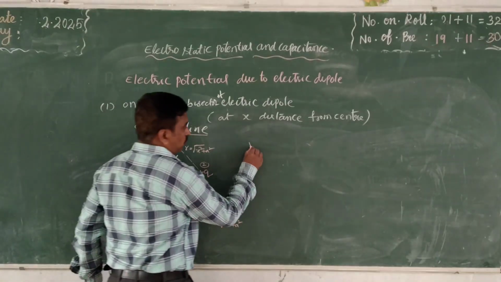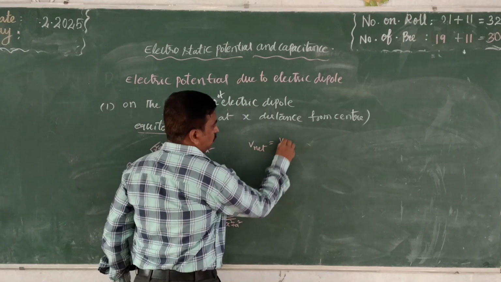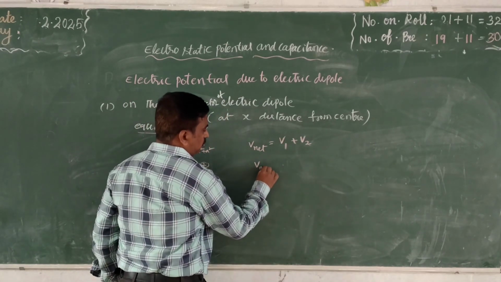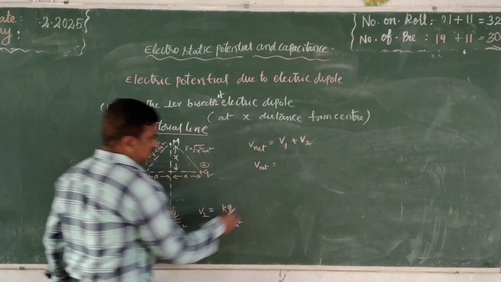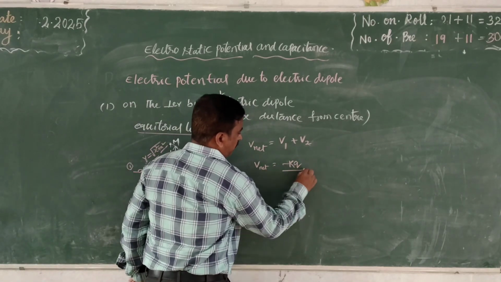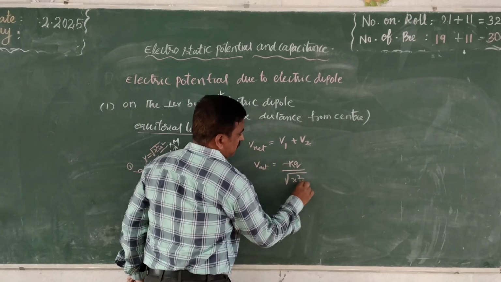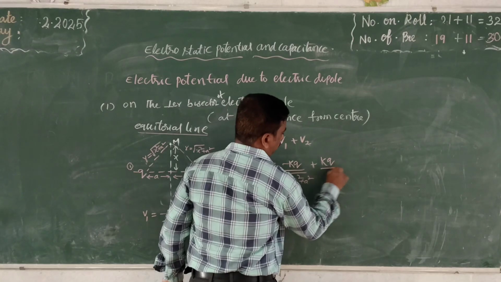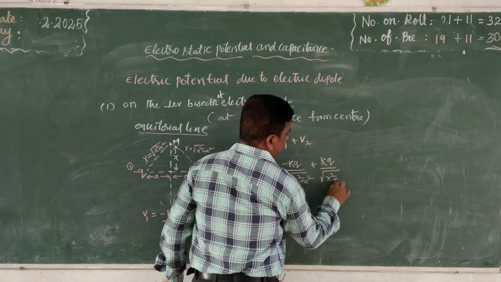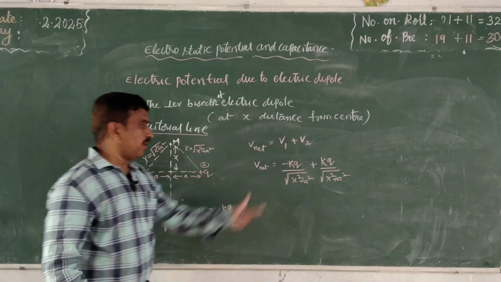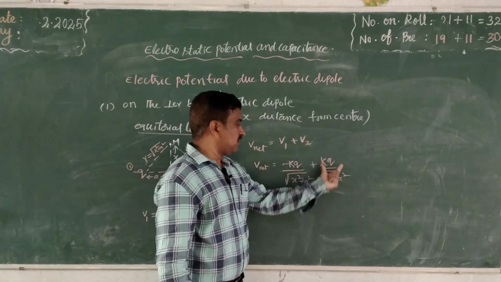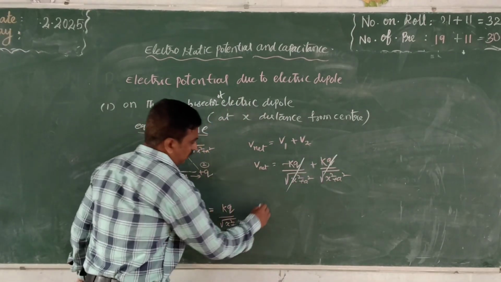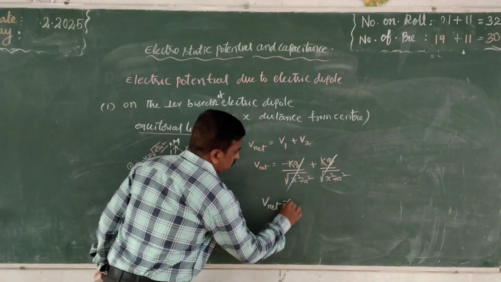What is the net potential? V net equal to V1 plus V2. V1 is minus kq by root of x square plus a square. What is V2 now? Kq by root of x square plus a square. Here minus kq by root of x square plus a square, here plus kq by root of x square plus a square. Both are the same value, so this and this cancel. What do we get now? V net equal to 0.